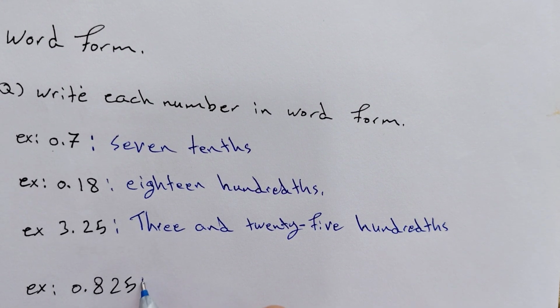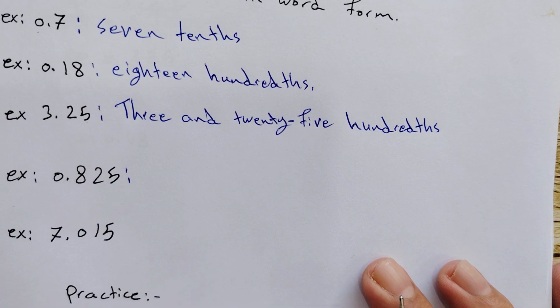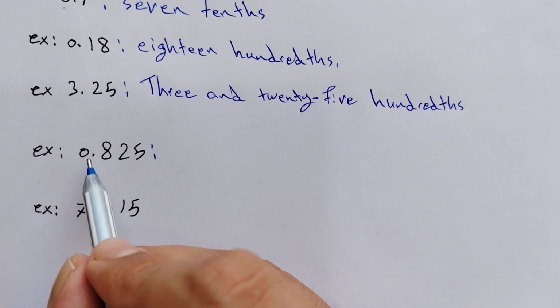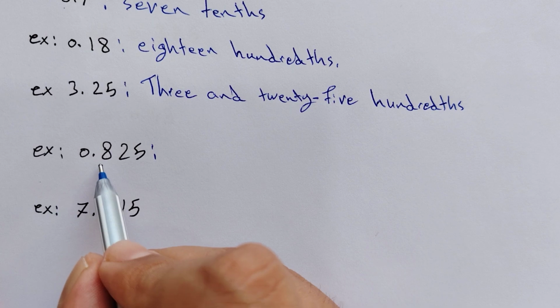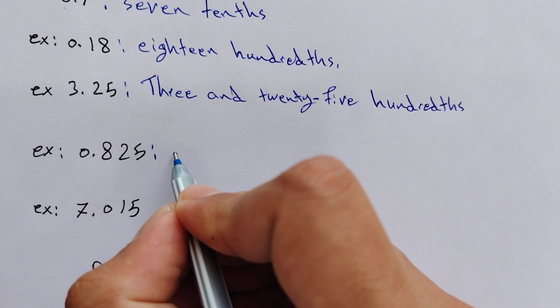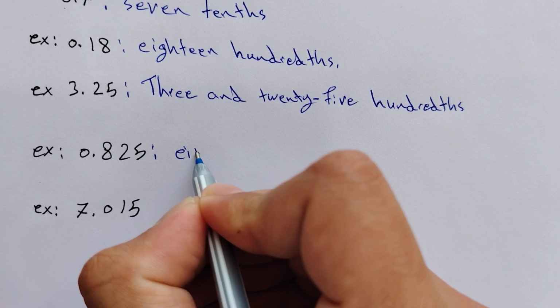Okay. Now this one, we don't read the whole number since it's 0. So what number do we have after the decimal point? Just read it normally, which is 800.